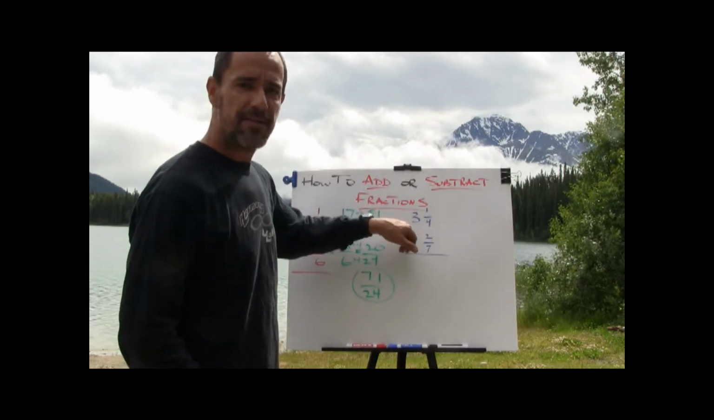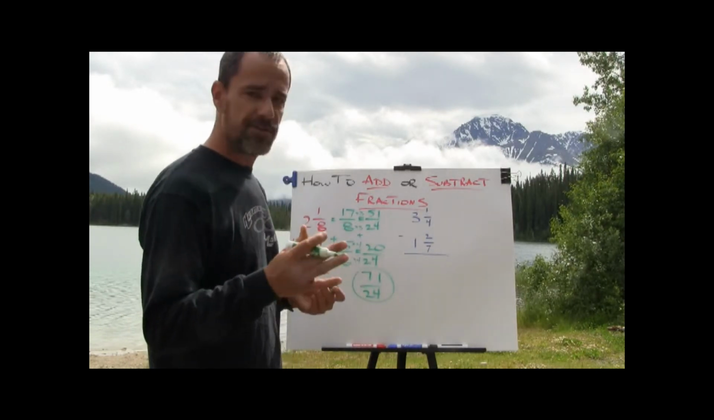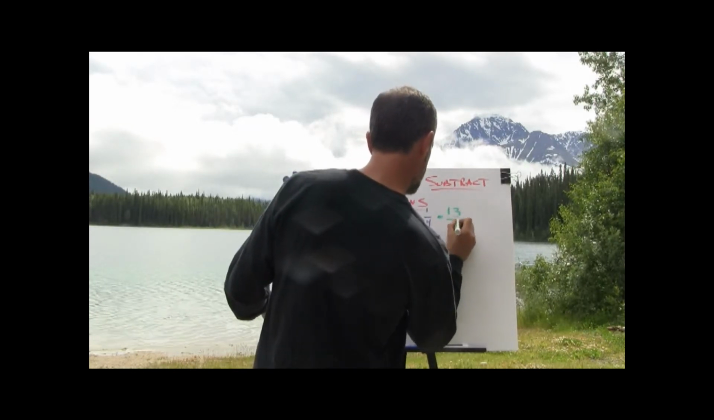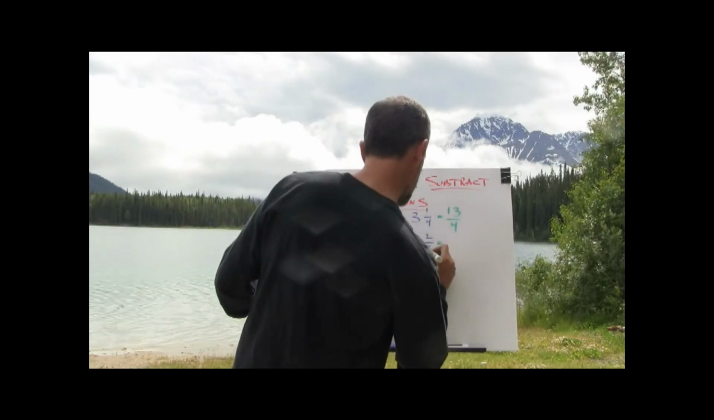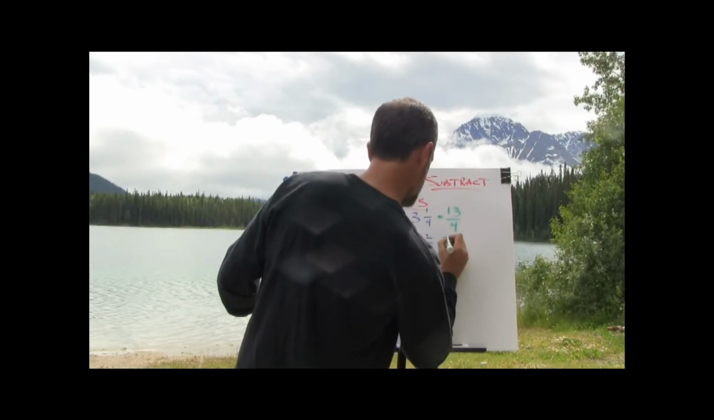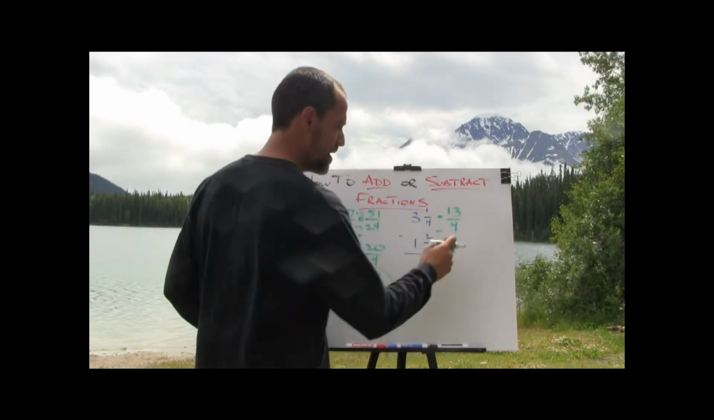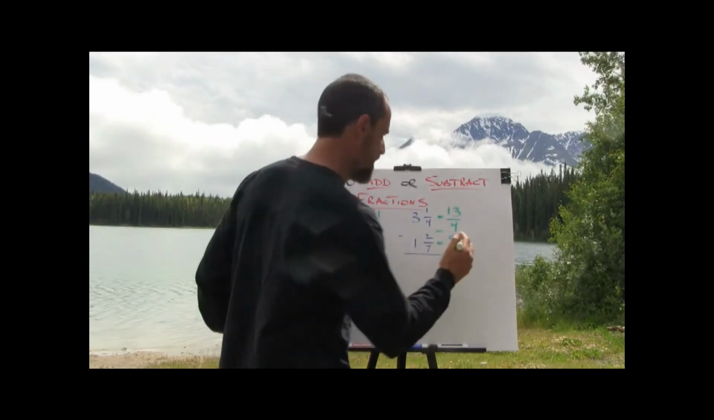Now, when we go to subtract, nothing changes. Again, I recommend let's change them to improper fractions first. Step 2, let's find some common denominators. As it turns out, the least common denominator between 4 and 7 is going to be 28.